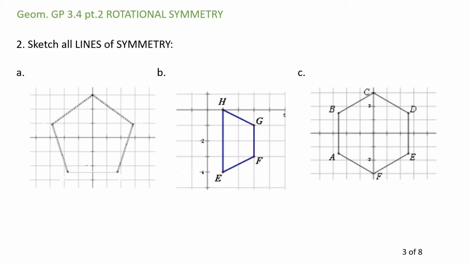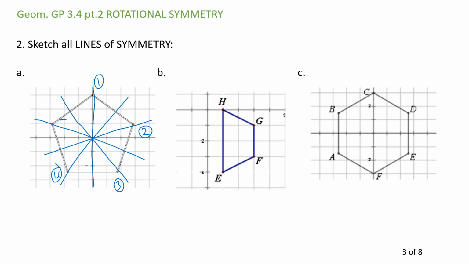All right, we'll sketch lines of symmetry just like I was doing. So on your pentagon, you should have 5 lines of symmetry. They start at the point and they go through the opposite side. So 1, 2, 3, 4, and then where's the last one? There's 5. So looking at the points, a 5-sided figure that's a regular pentagon should have 5 lines.